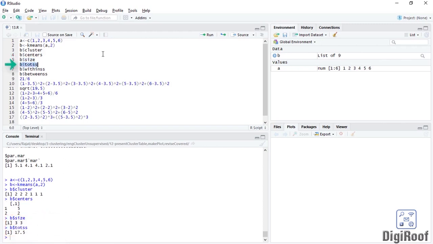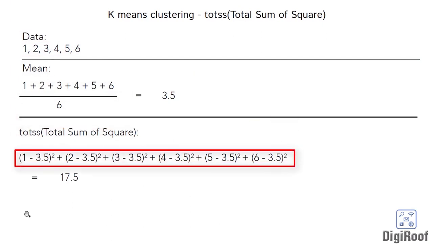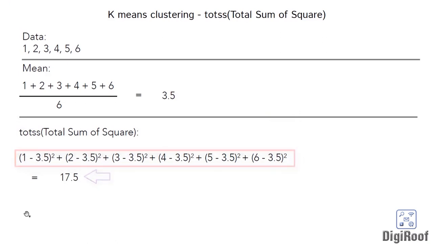The next component, totss, represents the sum of the square difference of each element in the data from the mean of the data. Totss is the short form for total sum of square. Let's understand this component. The mean of the 6 observations is 3.5. One by one, each observation is deducted with 3.5 and squared. Finally, all the square differences are added to get the value for total sum of square, that is 17.5.